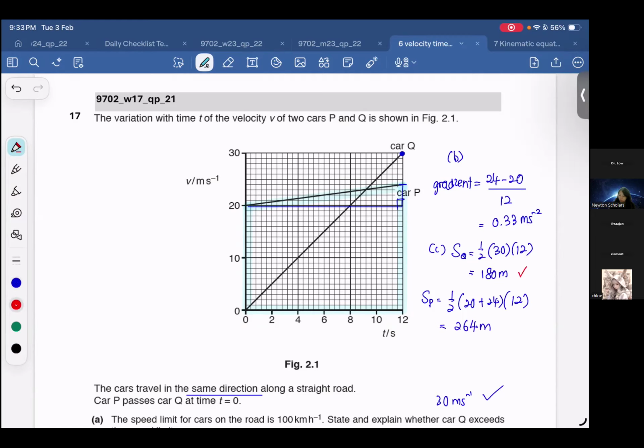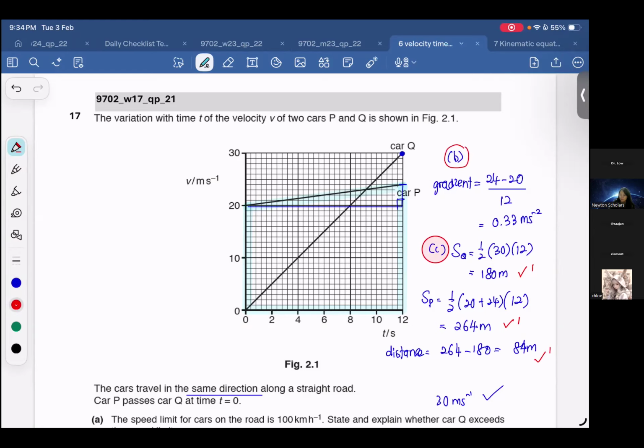This one is 1 mark, here 1 mark. How far is the distance between these two cars? One car travels 264, one car travels 180. So their distance is just a subtraction. The distance equals 264 minus 180. Your answer should be 84 meters. So total 3 marks here for question C.